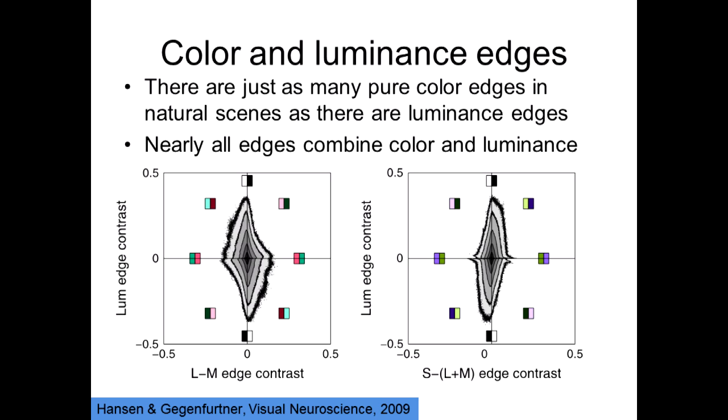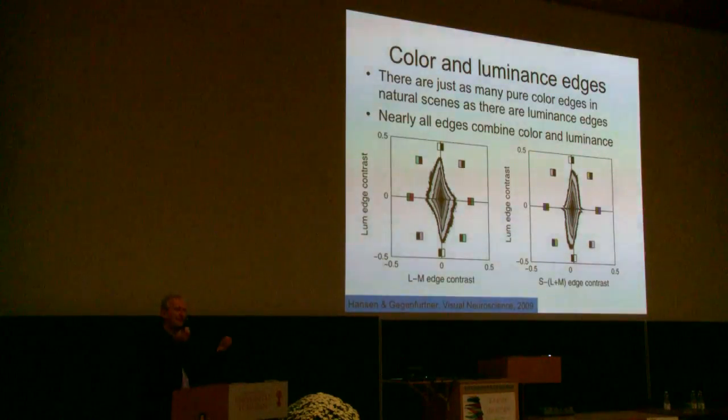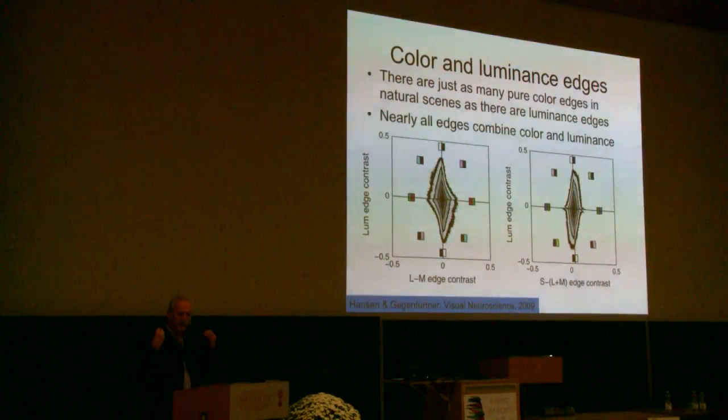So what this indicates is if we want to have reliable detectors of edges in the real world in our visual cortex, then these detectors should be sensitive both to luminance and chromatic changes at the same time. And that seems to be the case in the primate brain. So we're very well tuned to these detectors.